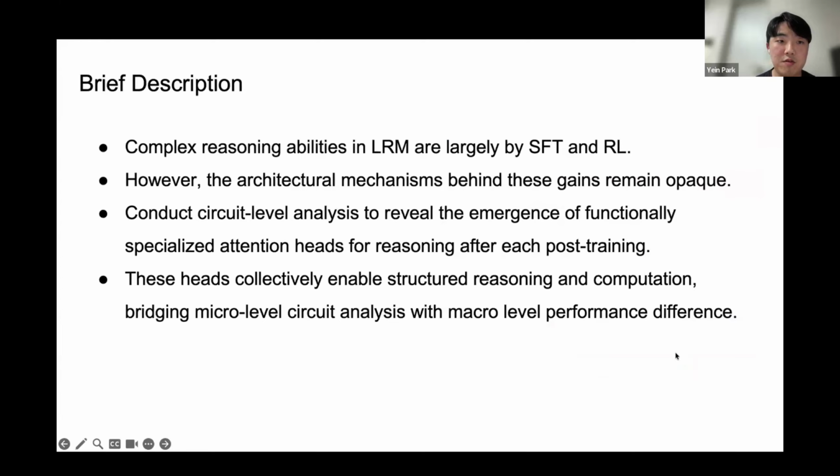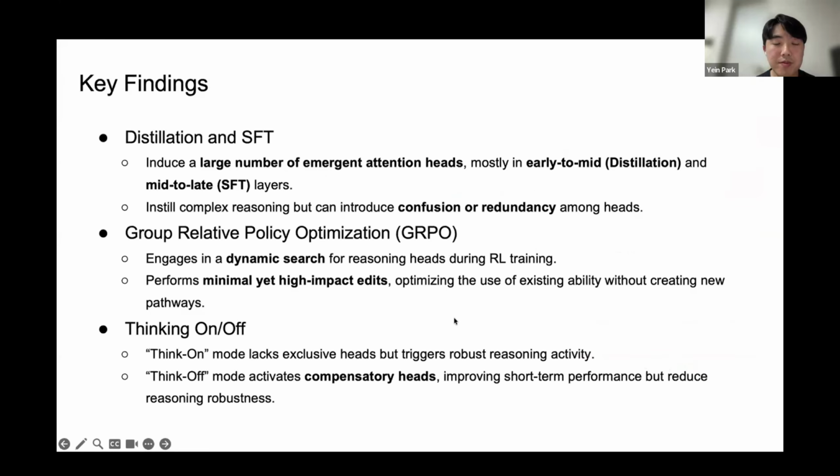So a brief description is right here. Complex reasoning abilities in LRMs are largely gained through SFT and RL. However, the architectural mechanisms behind these gains still remain opaque. So I conducted circuit-level analysis to reveal the emergence of functionally specialized attention heads for reasoning after each post-training method. These heads collectively enable structured reasoning computations, bridging micro-level circuit analysis with macro-level performance differences. And the key findings are right here.